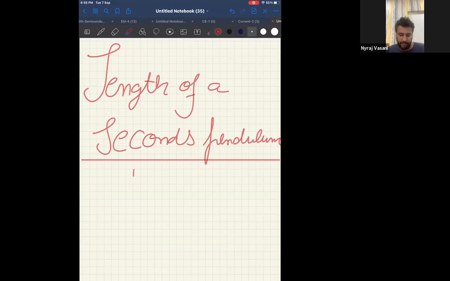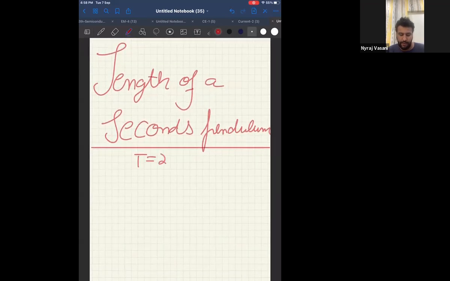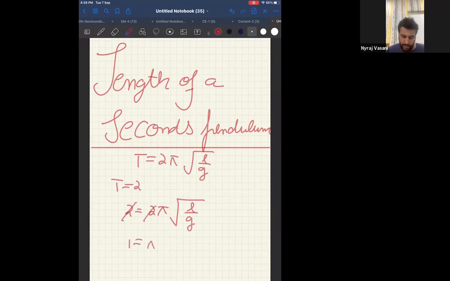So can I say my general formula for time period is T is equal to 2 pi under root L by G. Can I say for seconds pendulum T is 2? Correct, because we have decided that time period of this is 2. Therefore, can I say 2 is equal to 2 pi under root L by G? 2 and 2 cancel. Therefore, 1 is equal to pi under root L by G. Square both sides. So 1 will be equal to pi square L by G. L will be equal to G by pi square.